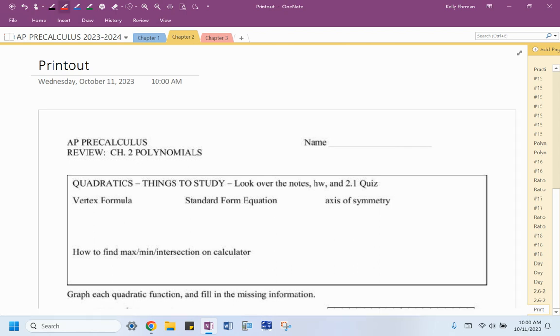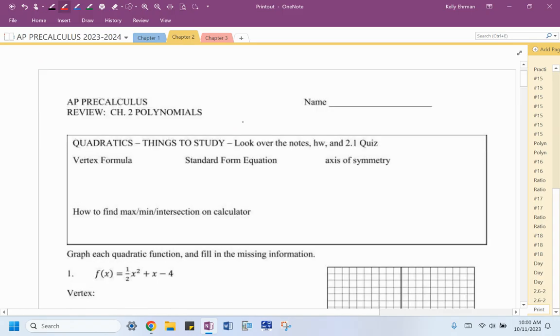Right, guys, so we're going to do just the first page, front and back, first two pages of this worksheet for this video. I wanted to list out a few things that you need to study because it's been a while since we used some of these formulas.